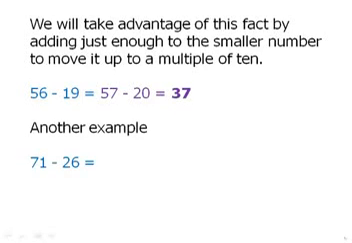Another example, 71 minus 26. 26 is 4 less than 30, so I want to add 4 to that. If I add 4 to the first one, I have to add 4 for the second one also. I have to add 4 to both of them. So adding 4, 71 moves up to 75, 26 moves up to 30. Well, now again, we just have to do subtraction in the tens digit, and the answer is 45.